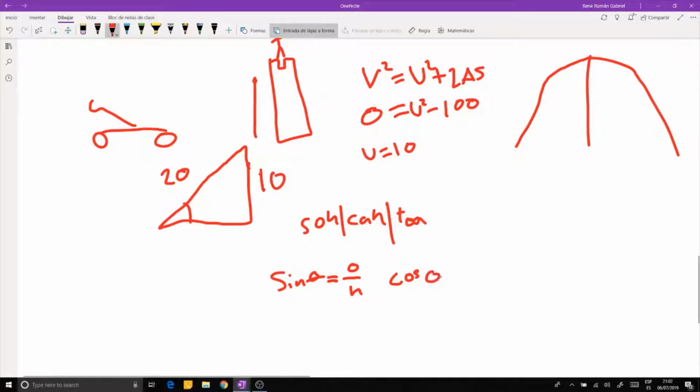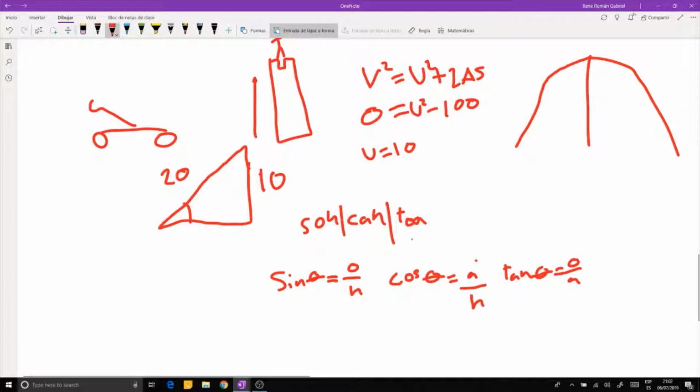Cosine of theta equals adjacent over hypotenuse. And TOA, tangent of theta equals opposite over adjacent.